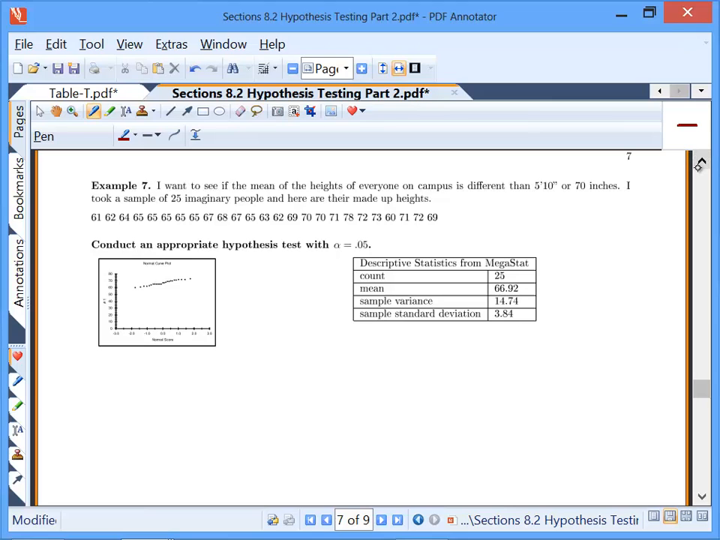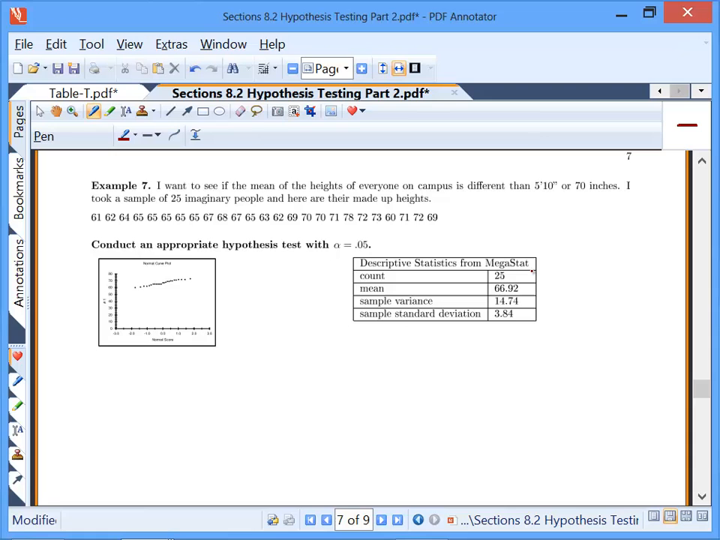Okay, so I want to see if the mean height of everyone on campus is different from 5'10" or 70 inches. So I took a sample of 25 imaginary people, and here are their made-up heights. We want to conduct an appropriate hypothesis test with alpha equals 0.05.